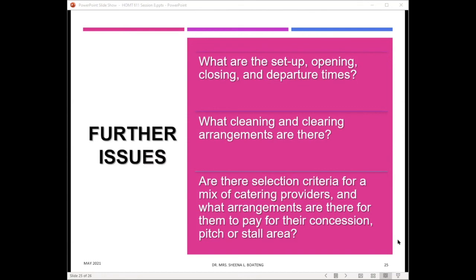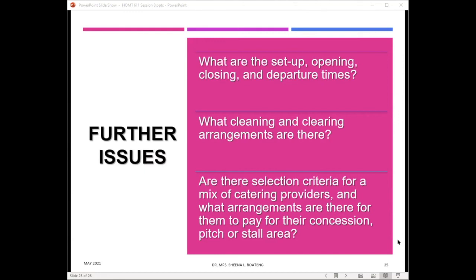Right? So these are things we need to take cognizance of as event professionals, because no matter what happens, you being the event professional are in charge of everybody at that event and whatever it is they are doing as part of the event. So the ball drops with you. As a result, you have to make sure that everybody is doing what they are supposed to do, particularly when it comes to cleaning and clearing arrangements.